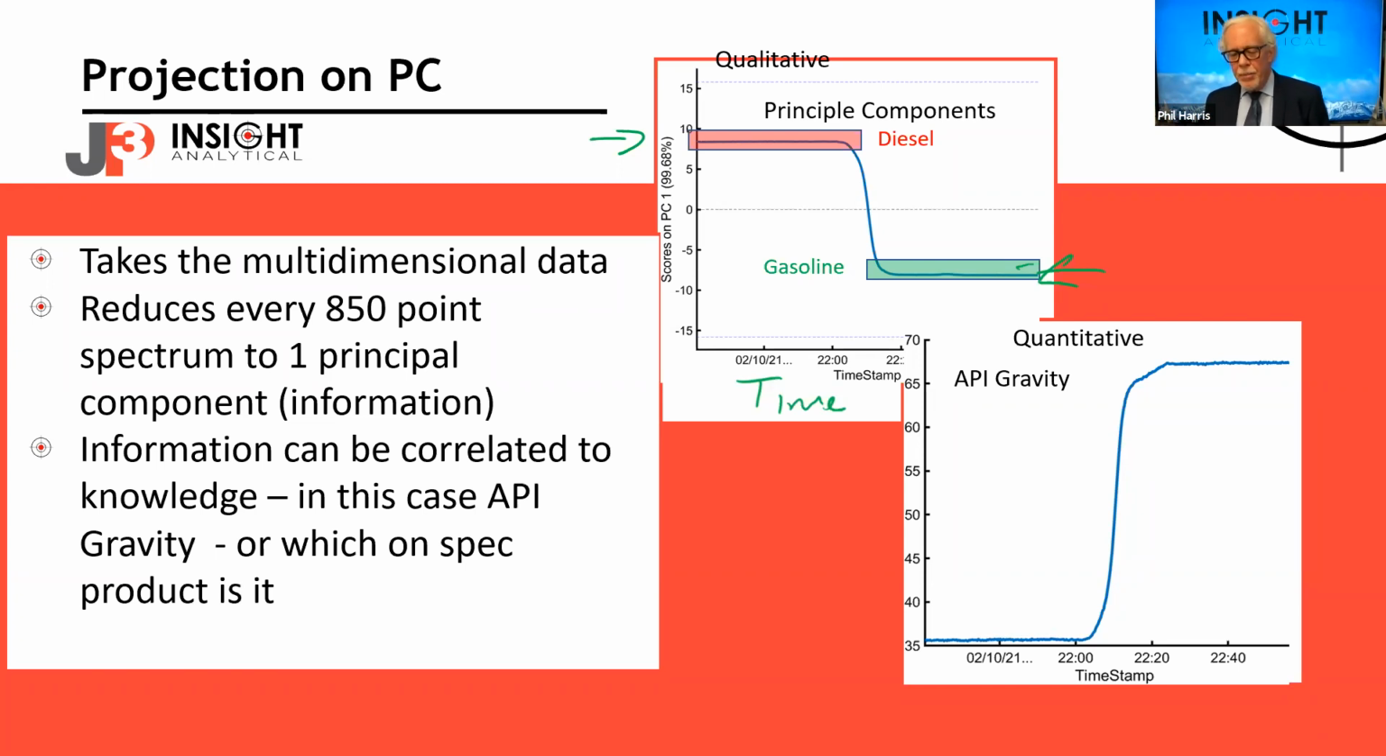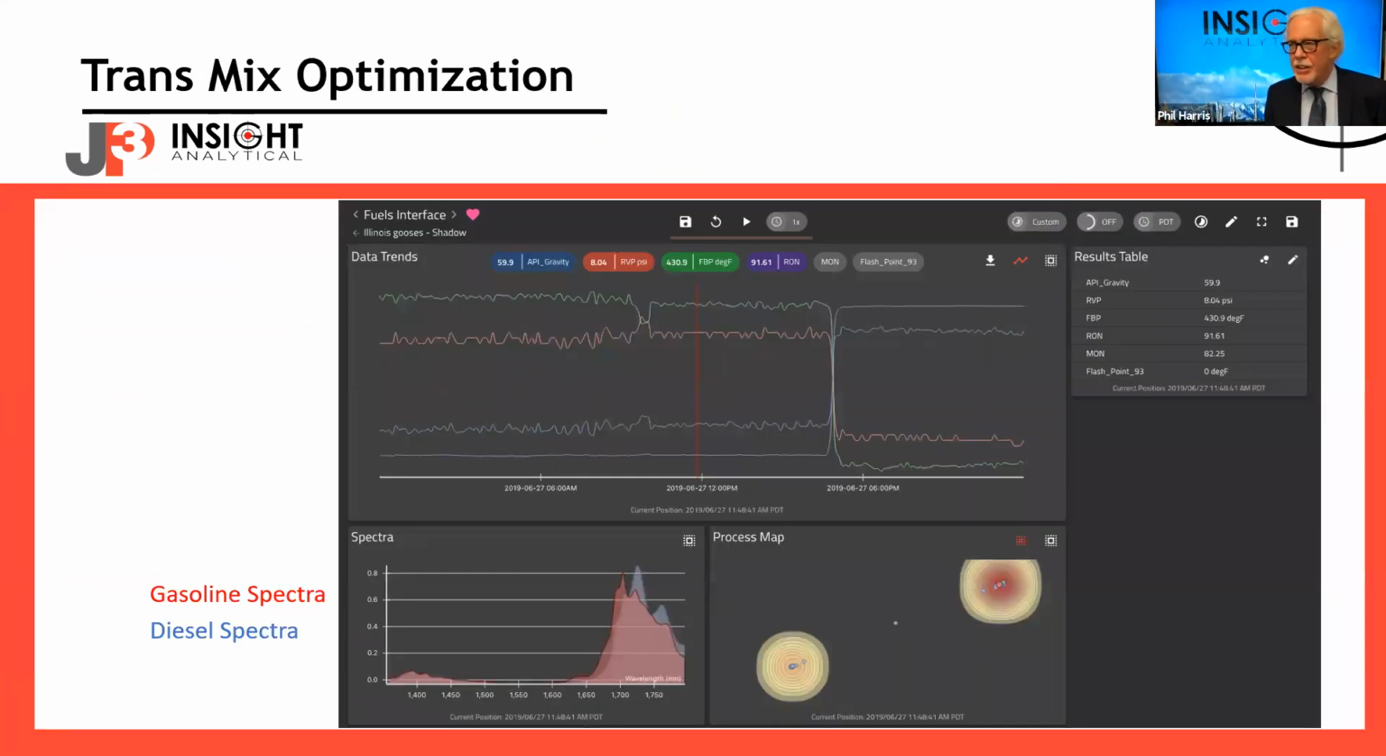And so JP3 in their online systems has some nice software to be able to visualize that. You know, we end up with this process map, kind of like a heat map that sort of shows, hey, I've got a whole bunch of data over here on this product. I got a whole bunch of data over here on this product. And there's a little bit of stuff that happens in the middle. That's my transmix part. And you can see the transmix happening on this upper chart.